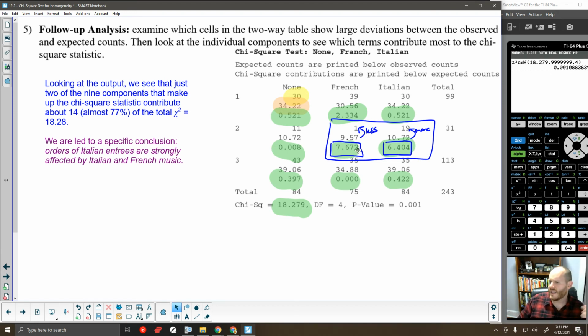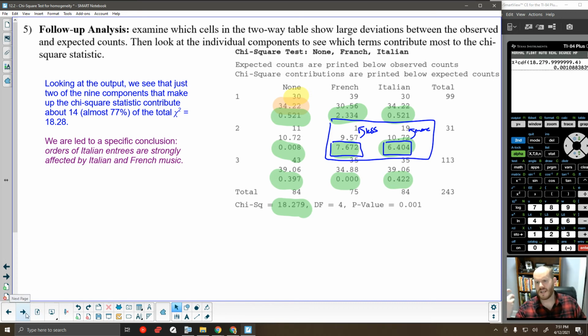Essentially what I'm doing is I'm finding the largest contributions to the chi-square statistic, and I'm trying to make meaning of that. So I have more Italian orders when Italian music is playing and fewer Italian orders when French music is playing, and those are the two biggest contributors here. Okay, one last thing that I want to mention before we close this video, and that's how to perform a chi-square test using your calculator.